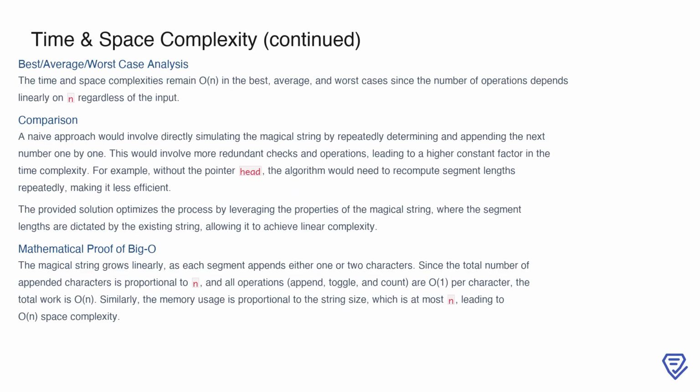In terms of best, average, and worst case analysis, the time and space complexities remain O(n).